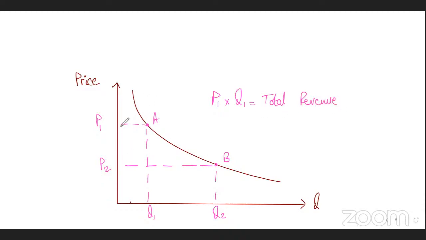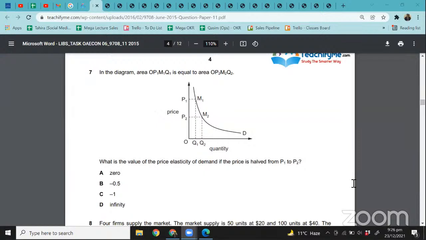So if the area is staying constant, as the question says, it means the total revenue is staying constant. If the area below the demand curve is staying constant when the price changes, this means the total revenue is staying constant, which means what? In which case is your total revenue constant? When the price elasticity of demand is unitary.